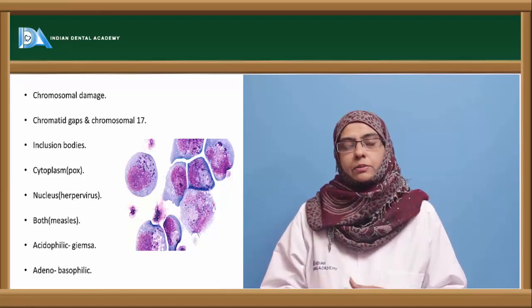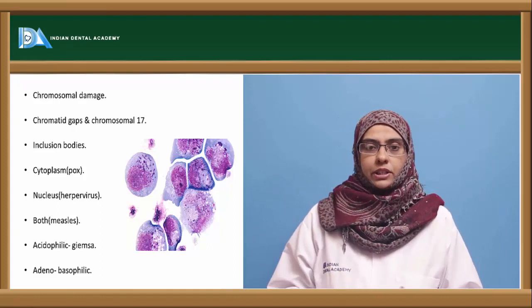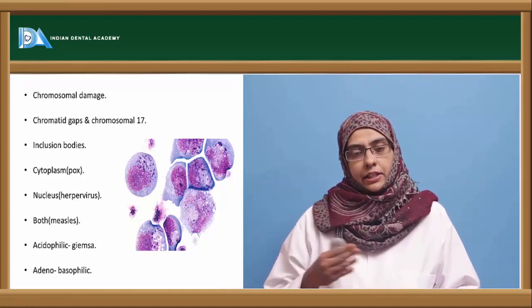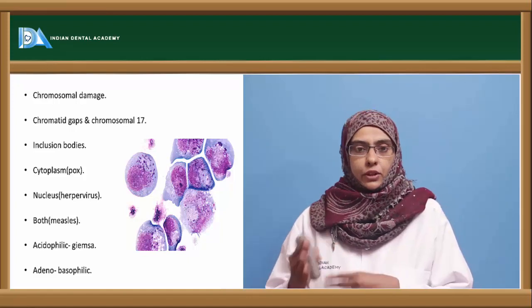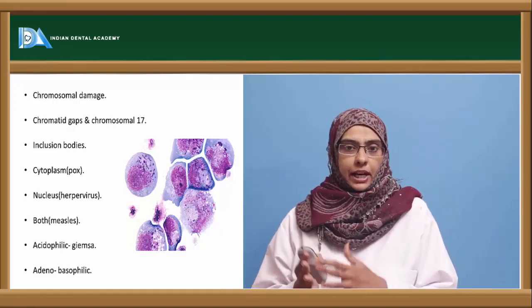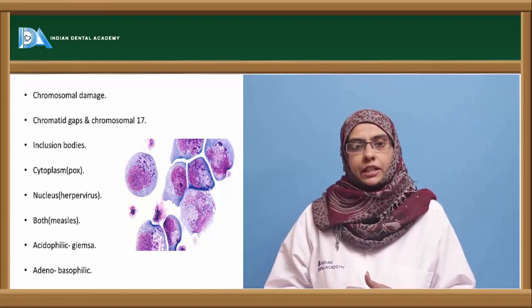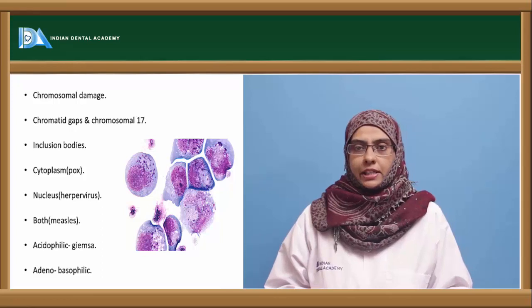So most of the organisms produce acidophilic granules, inclusion bodies you can say, and it is adenovirus that has the ability to produce basophilic inclusion bodies. So based upon the staining property, you can identify whether it is an acidophilic granule or a basophilic granule, and depending on that you can identify the viral species.